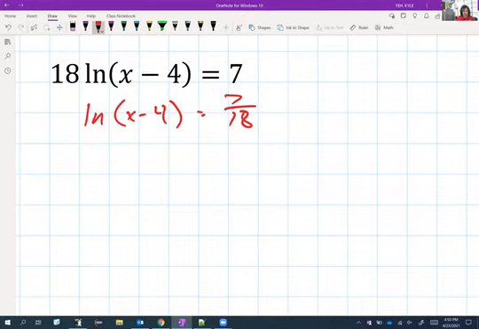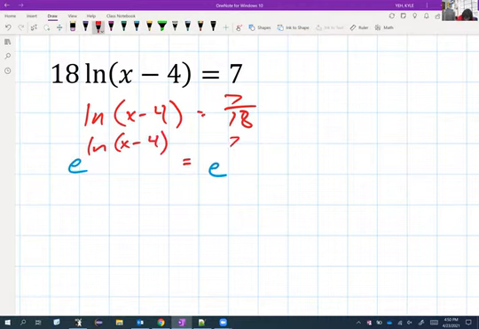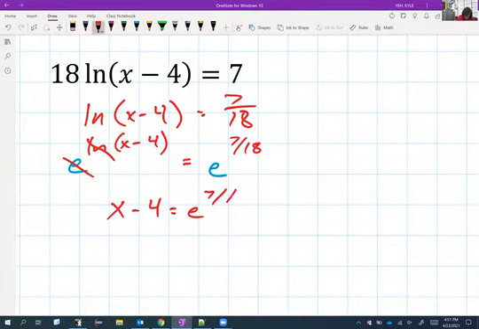Okay, to get rid of ln, I'm going to say e to the left equals e to the right. So e to the ln of x minus 4 equals e to the 7/18. And of course, e to the ln cancel out. That's the whole reason we did that. x minus 4 equals e to the 7/18. x equals 4 plus e to the 7/18.